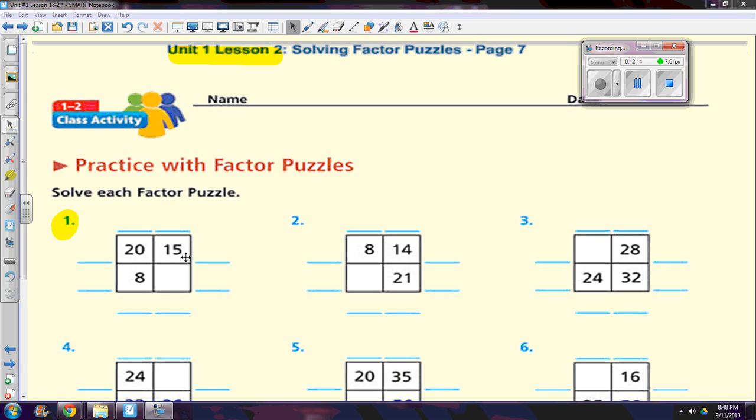So you're down to 5 and 4. 5 goes into 15. 5 goes into 20. So let's write in 5 and 4. 5 times 4 is 20. 5 times 3 is 15.